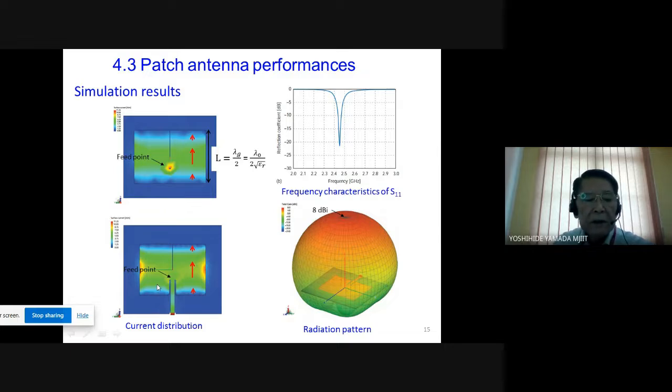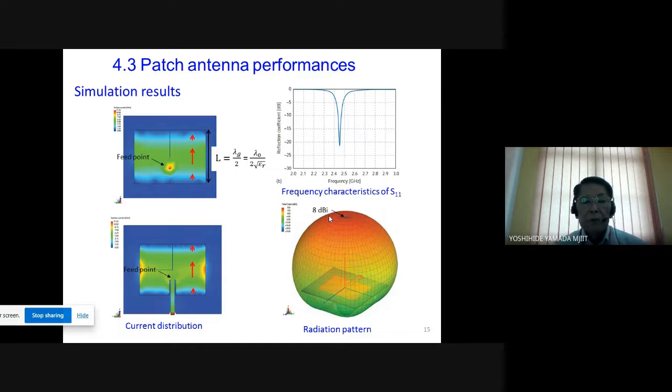This is the case of strip line feed. The position is the same as this, and the strip line feed point should be inside, with a similar current distribution. The center part is strong and the edge part small. Then, if this situation is achieved, the radiation pattern is like this one, and the maximum radiation gain becomes 8 dBi. So this is the basic.